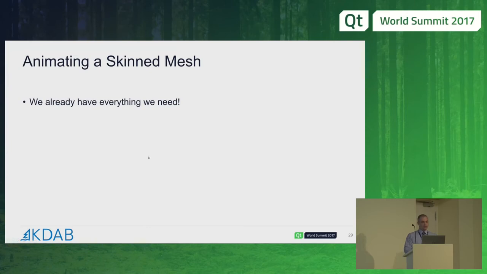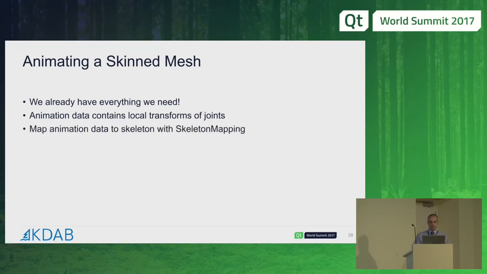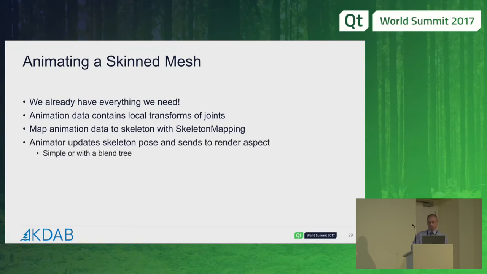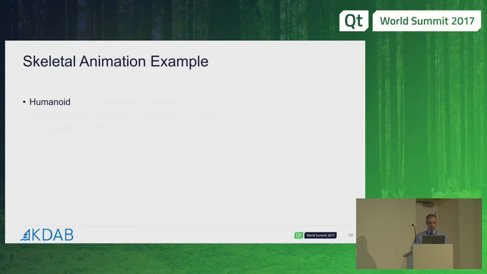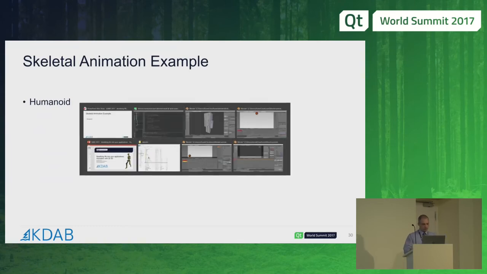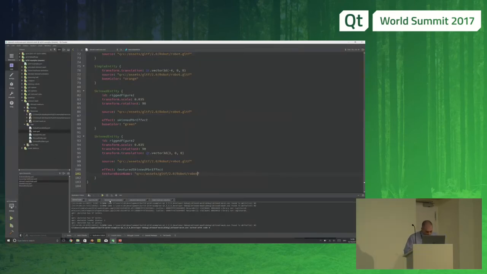Right, so animating a skinned mesh is really easy because we already have everything we need. The animation data just contains the transforms for the joints, and we know how to render a skinned mesh. We just plug the two together. So the animator updates the skeleton poses, we send it to the renderer, and the renderer then just updates the skinning matrix palette, and we draw everything as usual. So if we do that with our little robot guy, we end up with this one.